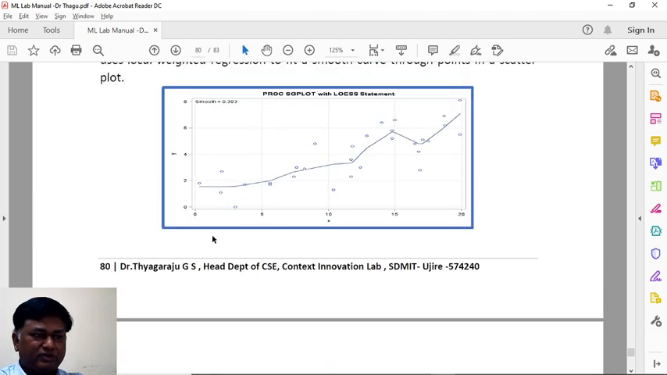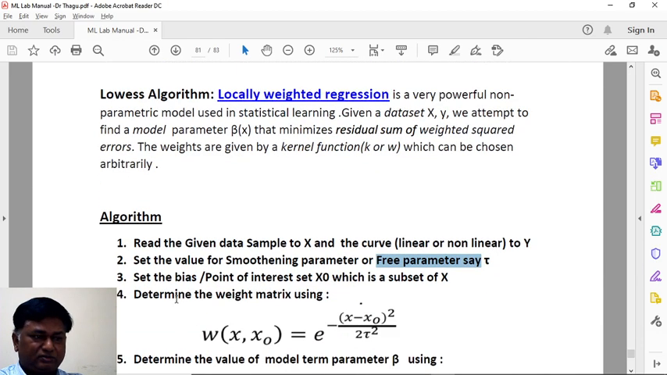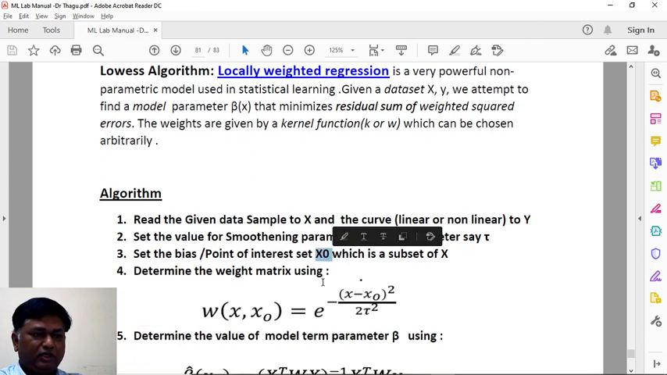Then bias. Now I will show you bias. To find a regression for these 4 points, you need one bias point. Based on the bias point, a regression line will be drawn. For this set of points, one bias point will be selected, and based on that, the regression will be drawn. So the third step is to set the bias point, the point of interest, x naught. X naught is a subset of x. From the available 4 points, you take 1 point, or from the available 10 points, you take 1 point. Like that, you are taking one subset x naught.